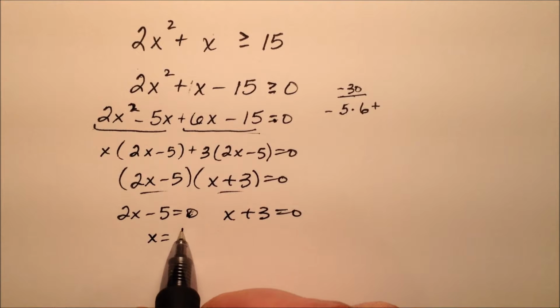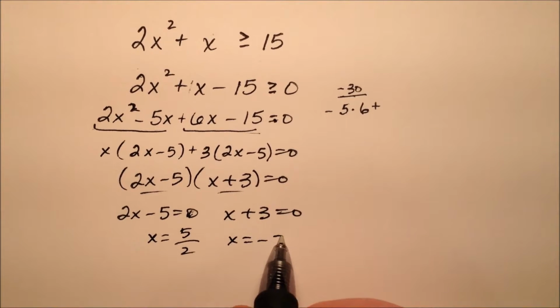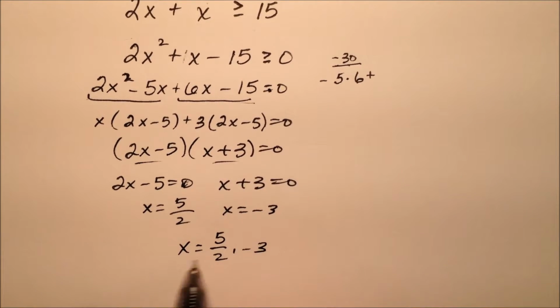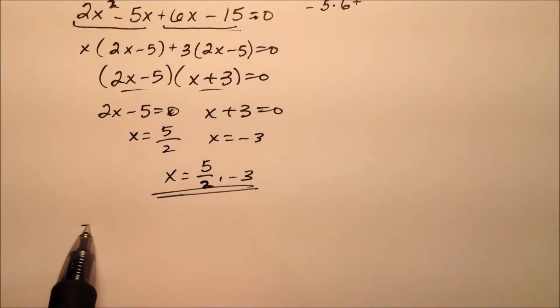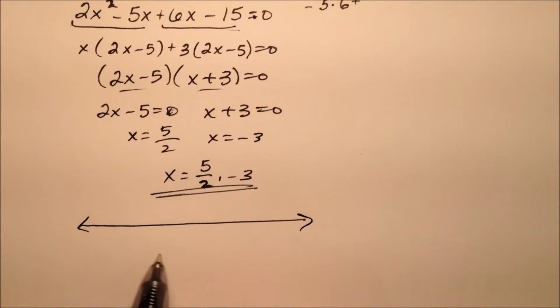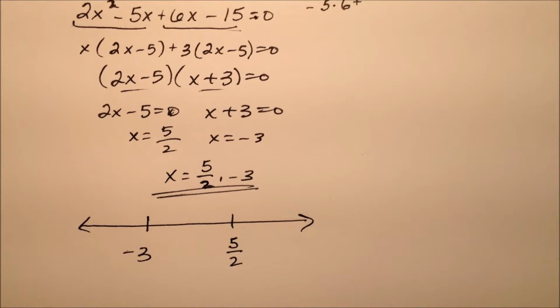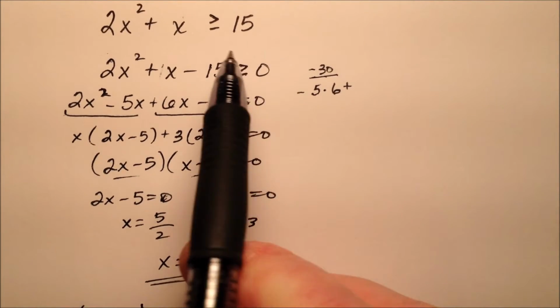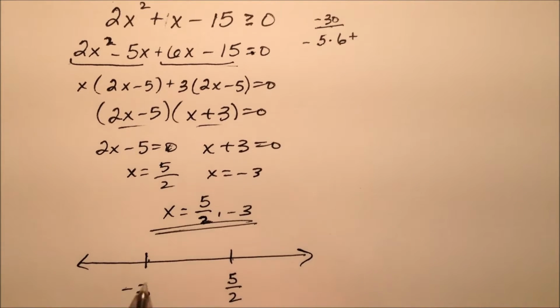So I have x equals 5 halves and x equals negative 3. Or I could say 5 halves or negative 3 this way. And these two numbers are going to be my critical numbers that I'm going to use. So whenever I do this, I'm going to now graph my number line. And then I have my negative 3 and my positive 5 halves. These are my critical points. They're my boundaries. And based on the original inequality that was greater than or equal to, I know these are going to be closed circles.